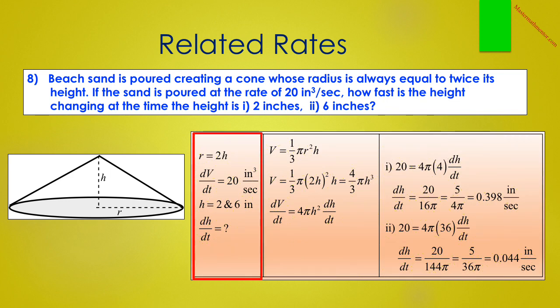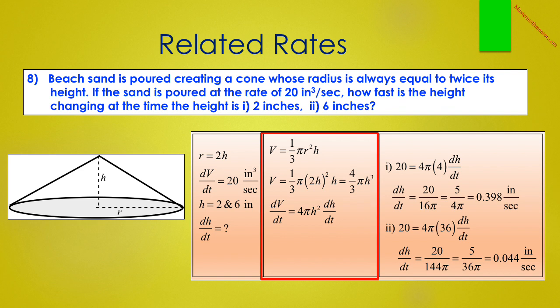In our table of variables, we don't know the radius, but we do know that it's equal to twice the height. So we'll say that r is equal to 2h. 20 cubic inches per second is dV/dt. And we know that h will equal 2 inches and then 6 inches. We are interested in both cases to find dh/dt. The formula for the volume of a cone is V equals 1/3 pi r squared h.